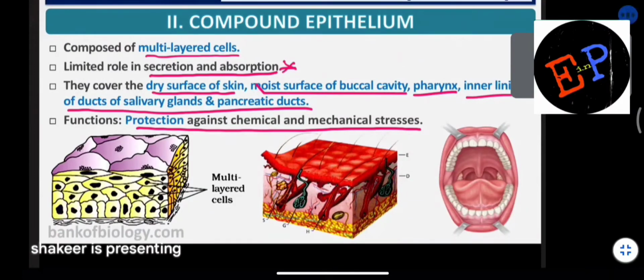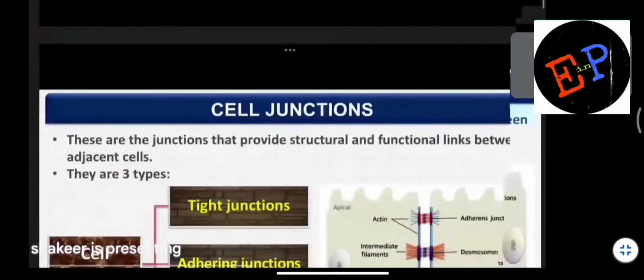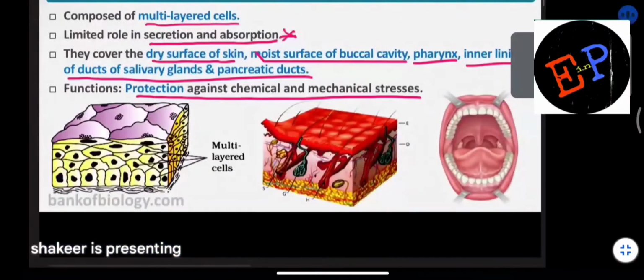They are not responsible for secretion or absorption. Only to protect the body against mechanical and chemical stresses will this compound epithelium be present. They are not responsible for secretion, and they are not responsible for absorption. That's it. See here, this is the surface of the skin, which is made up of many layers of cells.